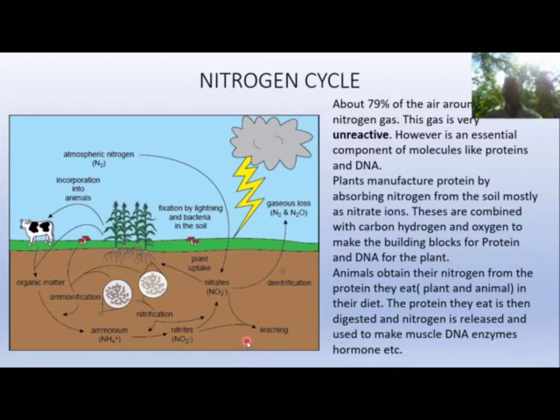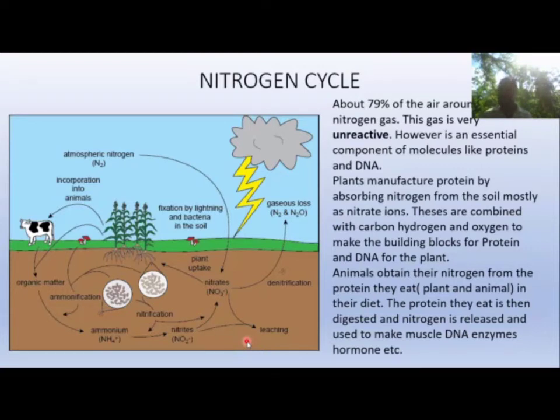Now how does this nitrogen move in the world? Plants manufacture protein by absorbing nitrogen from the soil, mostly as nitrates. Remember I said before, we did a presentation on special relationships, and we said nitrogen fixing bacteria. I hope you remember that one. Make sure you check out that video, right?